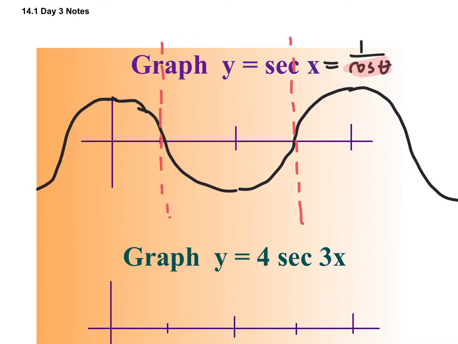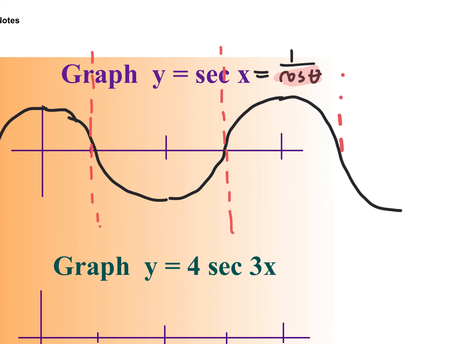Do you get that every time cosine hits 0, you'd have another asymptote? So there'd be another one there. There'd be another one there. There's actually an infinite number of asymptotes. It just keeps on hitting it, and every time it hits is another asymptote. Okay.